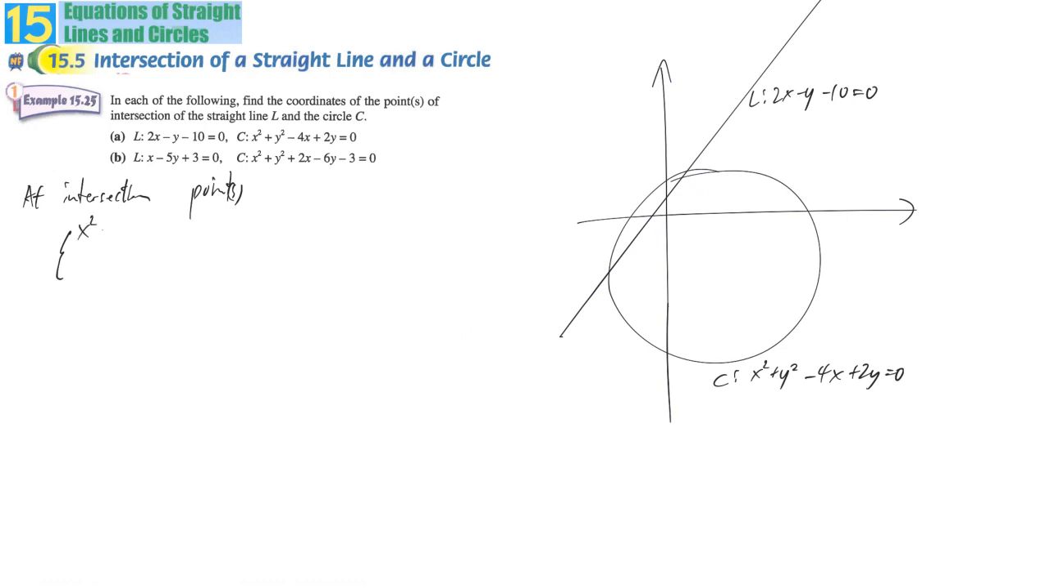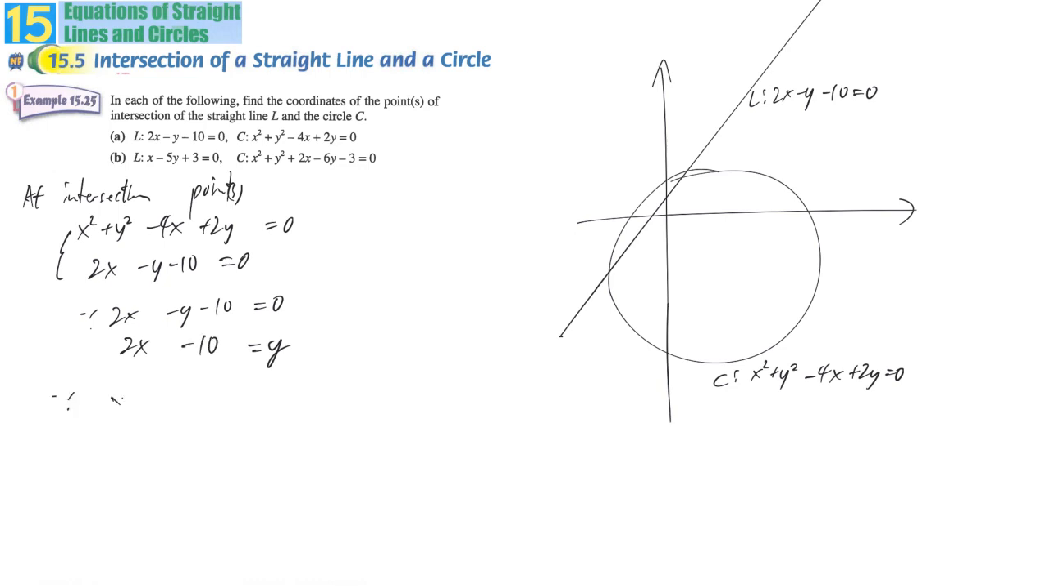So we have x squared plus y squared minus 4x plus 2y equal to 0. And the straight line, we have 2x minus y minus 10 equal to 0. It's because of the existence of x squared, if we just simply subtract them or add them together, it's impossible for us to remove the terms. That's why we are going to rewrite the straight line and make one of the unknowns the subject. We make y the subject. y can be expressed as 2x minus 10.